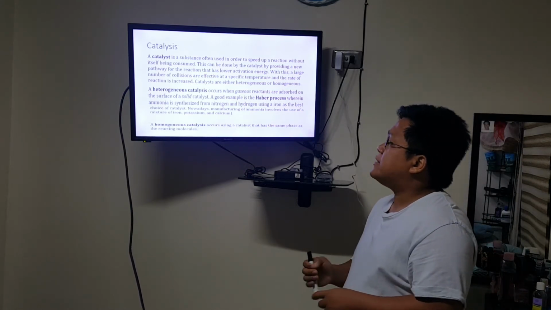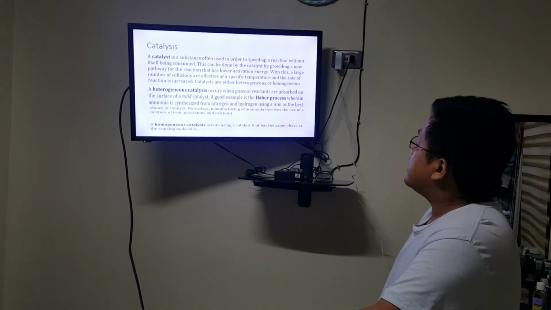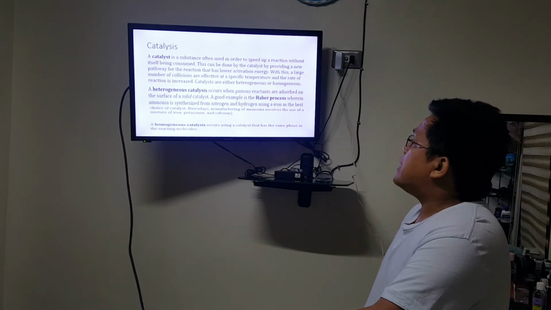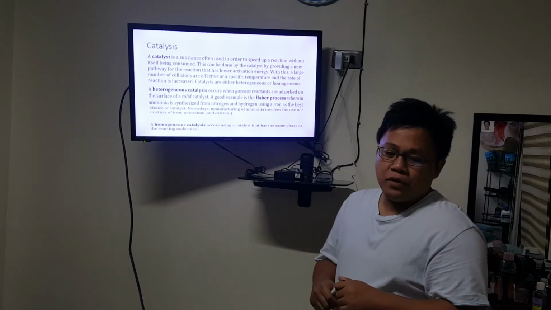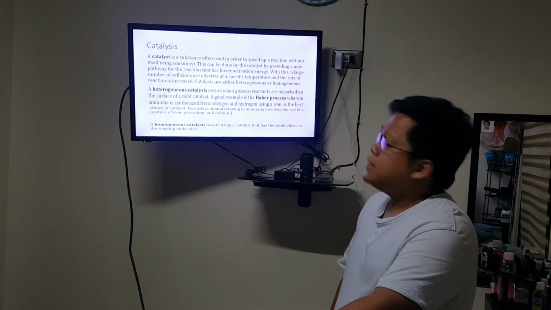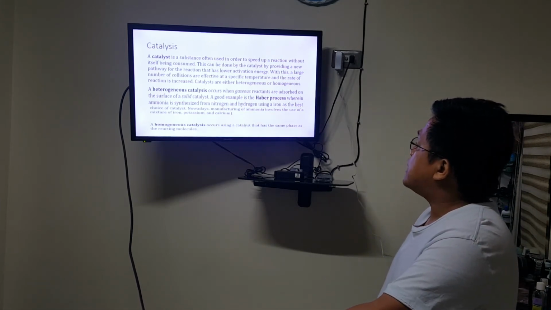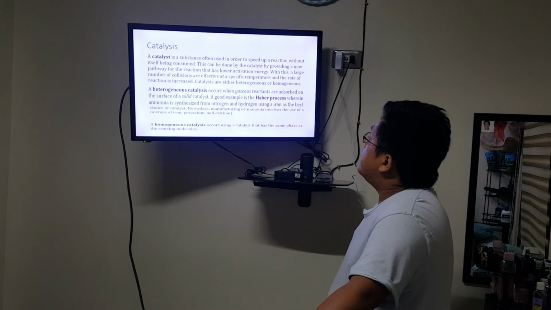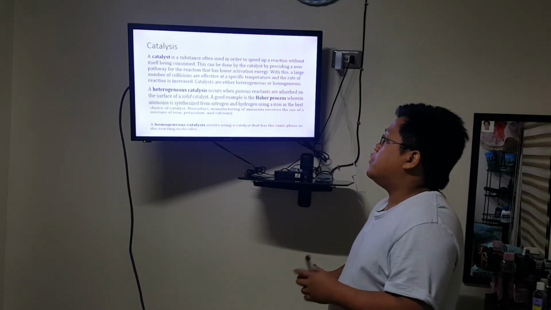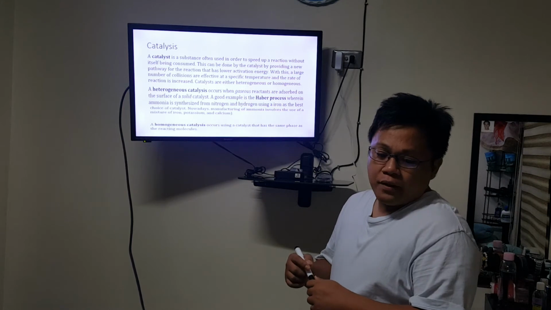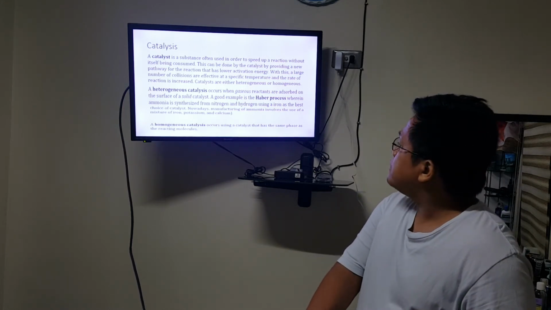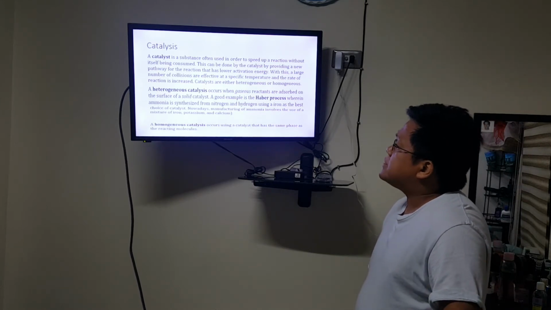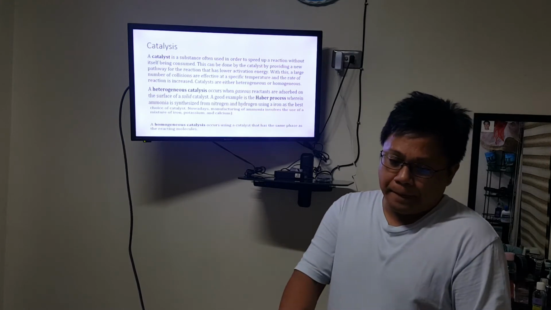So a heterogeneous catalyst occurs when gases or gaseous reactants are adsorbed on the surface of a solid catalyst. A good example is the Haber process, wherein ammonia is synthesized from nitrogen and hydrogen using iron as the best choice of catalyst. Nowadays, manufacturing of ammonia involves the use of a mixture of iron, potassium, and calcium. A homogeneous catalyst occurs using a catalyst that has the same phase as the reacting molecules.